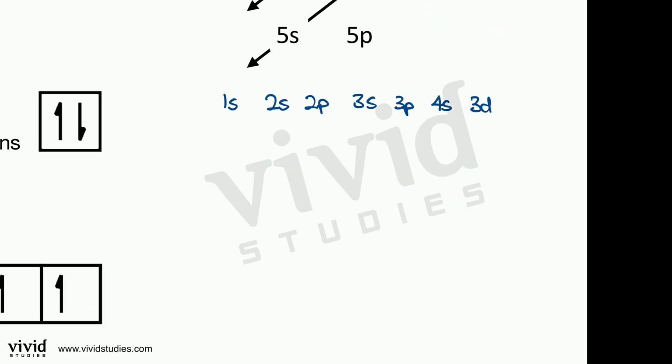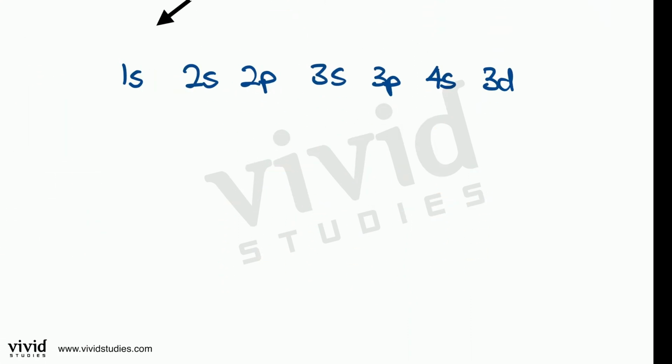Now, the s subshell has the s orbital, and that can hold 2 electrons. So it holds a maximum of 2 electrons. Same thing for the 2s subshell. It contains the 2s orbital, and that can hold 2 electrons as well. What about the p subshell? A p subshell actually has 3 p orbitals, and each of them can hold 2 electrons, which means that in total we are able to hold 6 electrons.